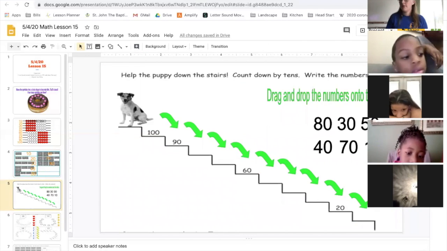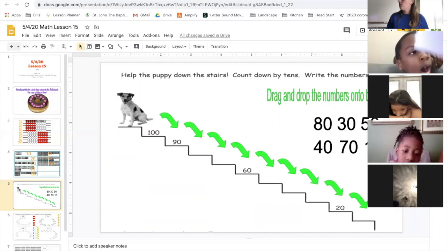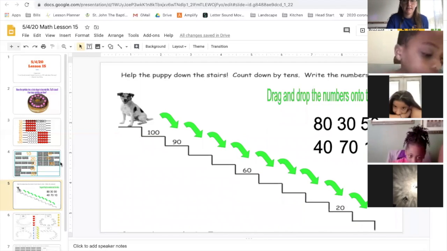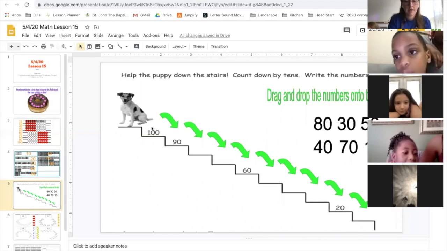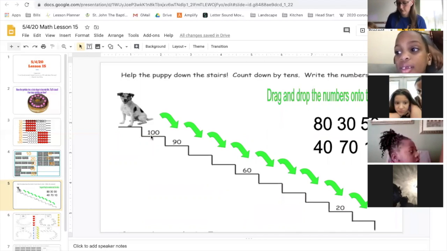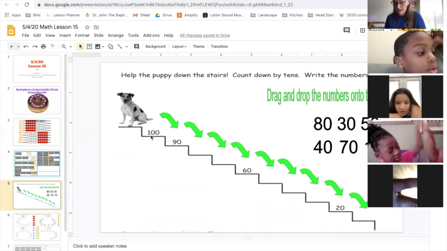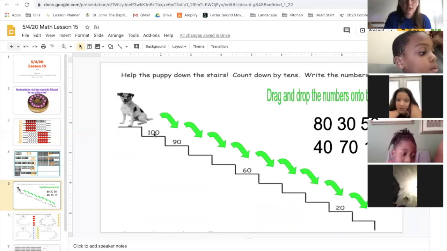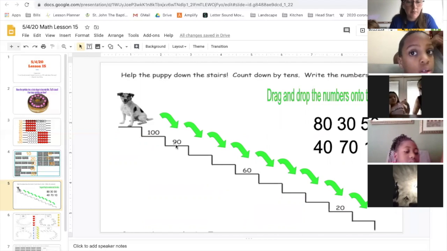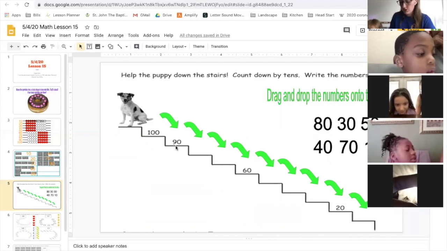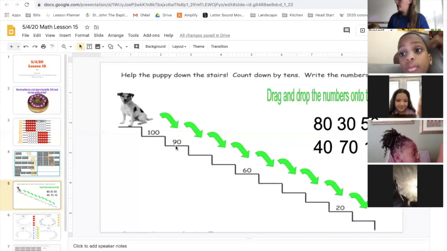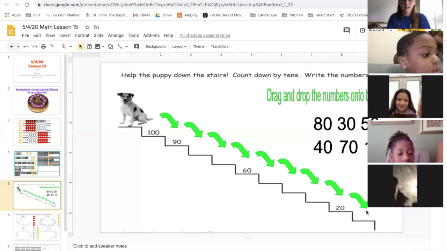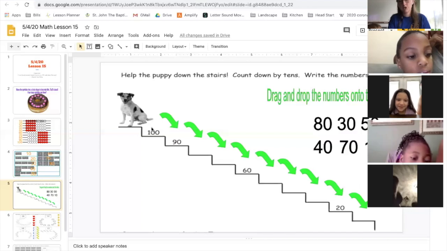Now on our next activity, we need to help the puppy get down the stairs. We can see the puppy is all the way up at the top. Look. And his first step down, what number is that? 100. Great job. So the next one down is the number 90. So we're going backwards from 100 to 0. So 100, 90.